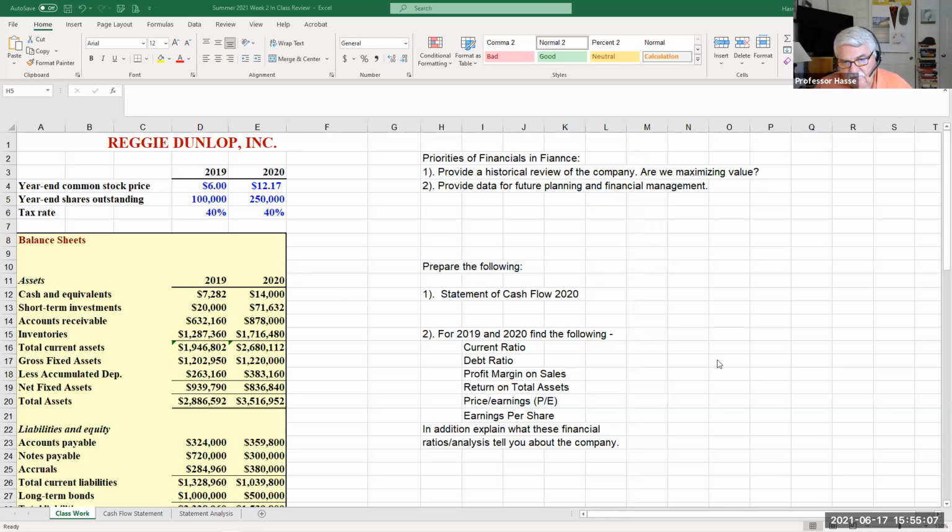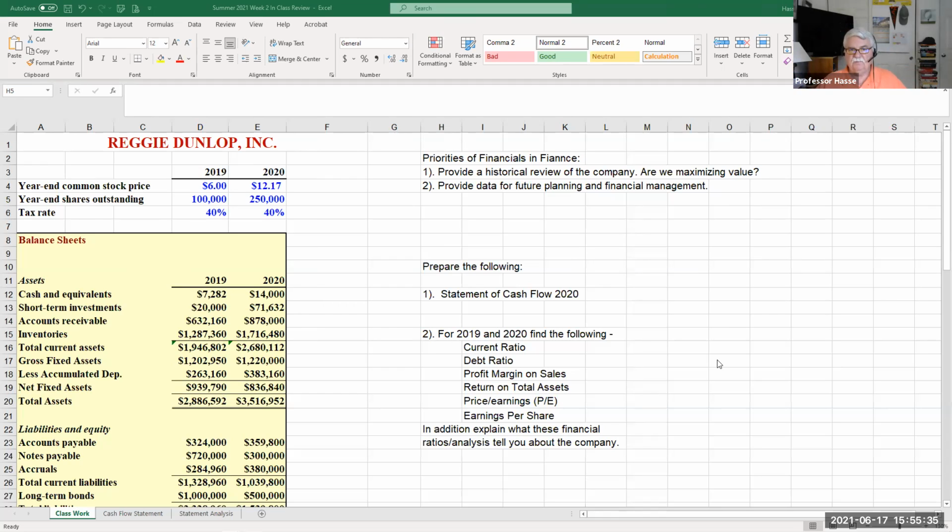One of the prerequisites of taking this 330 class is you've had to take some accounting, at least one accounting class, preferably 201, but most of you have taken 201 and 202. Remember, accounting is a record of business transactions, and then telling the world and your company employees and management how you're doing. So the priorities of financials in finance is to do 2 things.